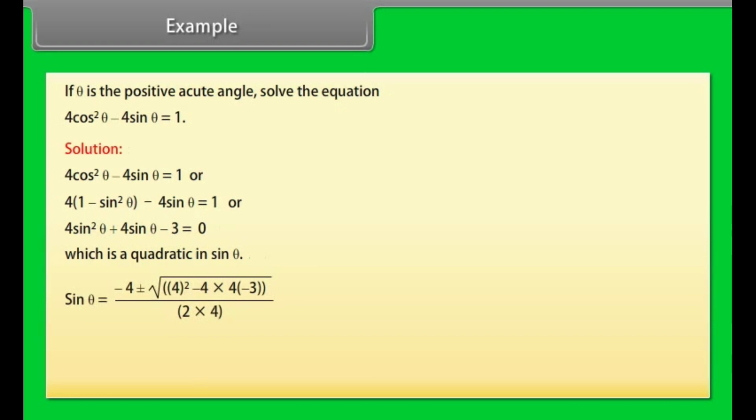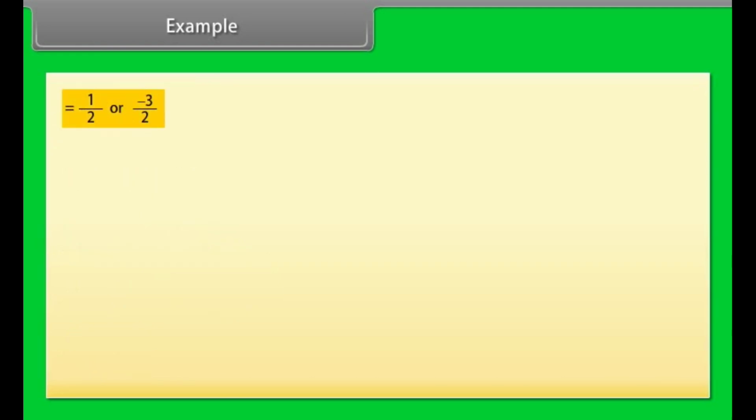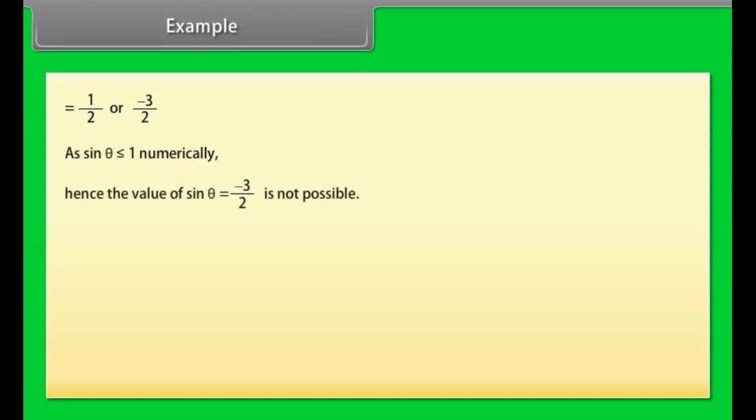Sin of theta is equal to (minus 4 plus minus under root 4 square minus 4 into 4 into minus 3) by 2 into 4 is equal to (minus 4 plus minus 8) by 8 is equal to 1 by 2 or minus 3 by 2. As sine of theta is less than or equal to 1 numerically, hence the value of sine of theta equal to minus 3 by 2 is not possible. Therefore, sine of theta is equal to half is equal to sine of 30 degree. So, theta is equal to 30 degrees.